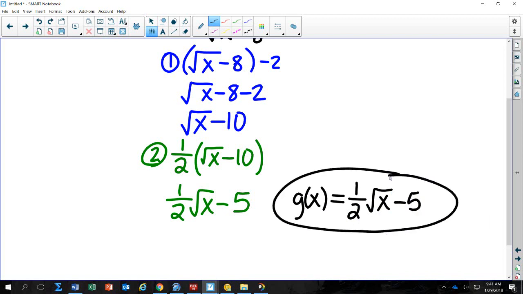That's my function. See how I'm doing this in multiple steps? I don't want you to try to do all of it in one step. Do the first transformation, simplify. Do the next transformation, simplify. And then just name it g of x or whatever it tells you to name it at the end.